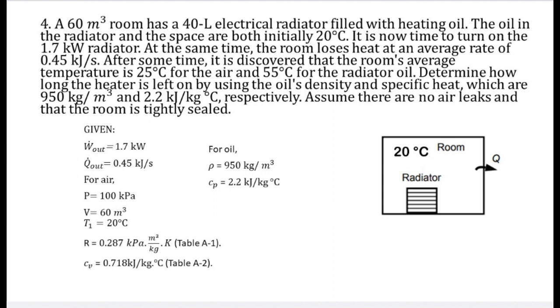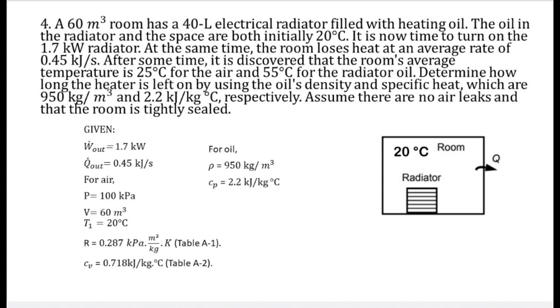After some time, it is discovered that the room's average temperature is 25 degrees Celsius for the air and 55 degrees Celsius for the radiator oil. Determine how long the heater is left on by using the oil's density and specific heat, which are 950 kg per cubic meter and 2.2 kilojoule per kilogram degrees Celsius respectively. Assume there are no air leaks and that the room is tightly sealed.